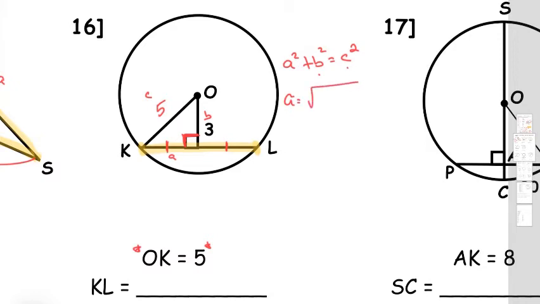So A is going to be the square root of 5 squared minus 3 squared, or in this case, A is going to be 25 minus 9, or 16. The square root of 16 is 4. And so here, this little a is 4. And so if that's 4, that means this piece over here is also 4, which means KL is 8.